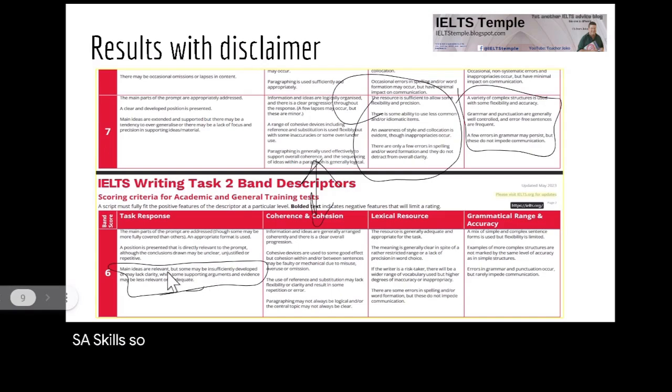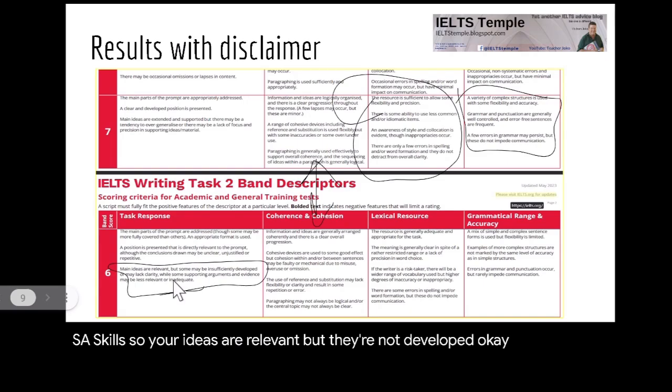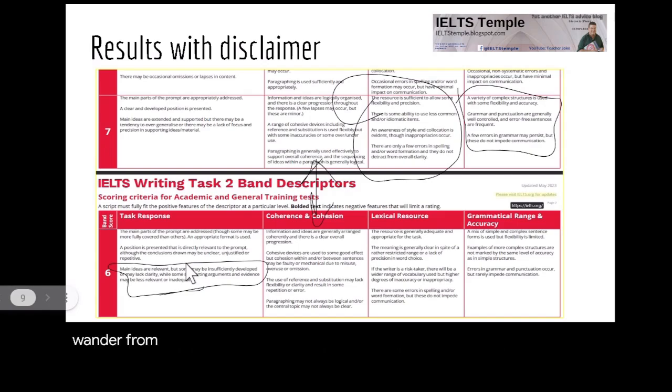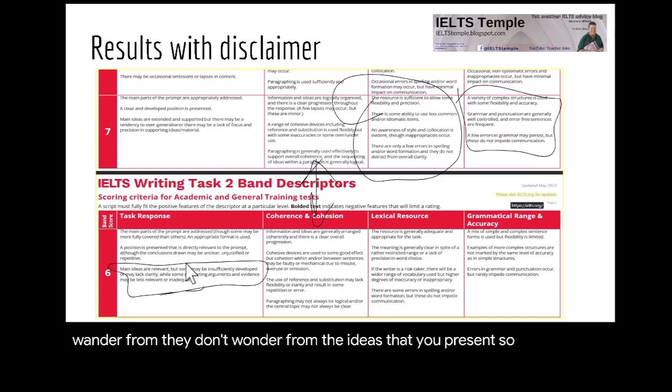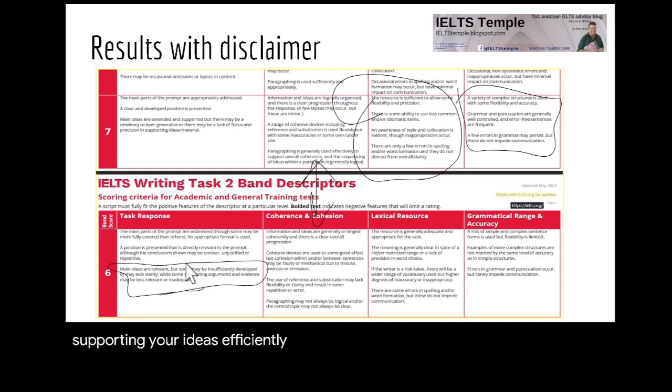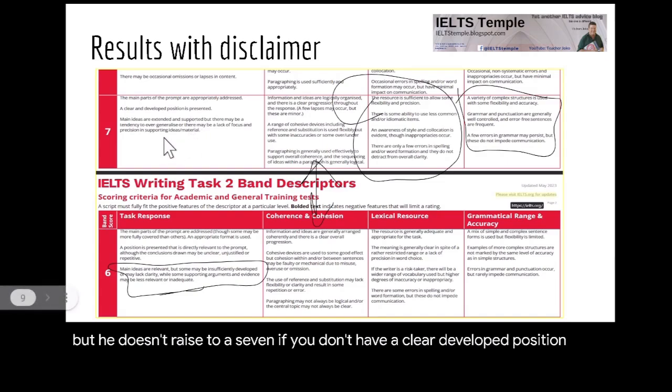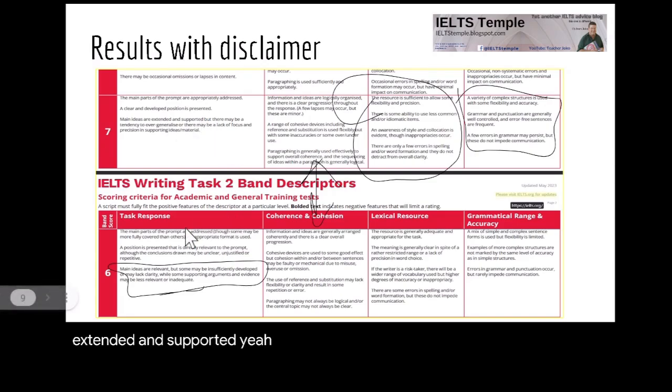Right? So your ideas are relevant, but they're not developed, okay, and then they wander from the ideas that you present. So you're not supporting your ideas sufficiently. Your conclusions are unclear and not repetitive. Main parts are addressed. Yes. Okay, but it doesn't raise to a 7 because we don't have a clear and developed position. Are extended and supported? Yeah, I think it's going to be a 6.